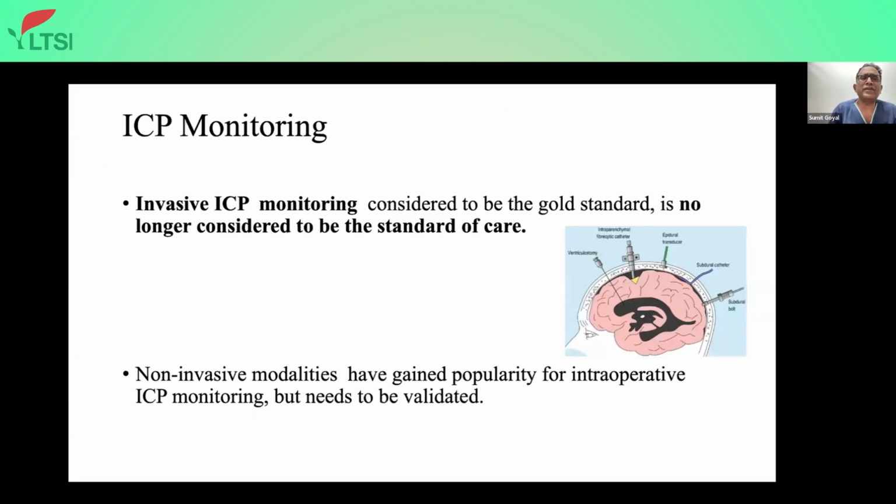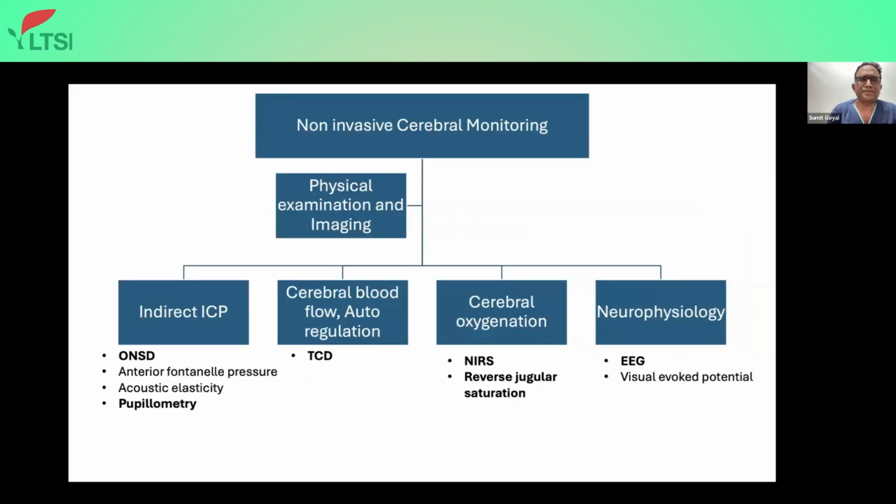Now coming to ICP monitoring, although invasive ICP monitoring is considered to be a gold standard, it is no longer considered to be the standard of care. Many non-invasive modalities have gained popularity for intraoperative ICP monitoring, but need to be validated in these set of ALF patients. Next. Multiple non-invasive modalities for ICP monitoring are available, but all have their advantages and disadvantages. Next.